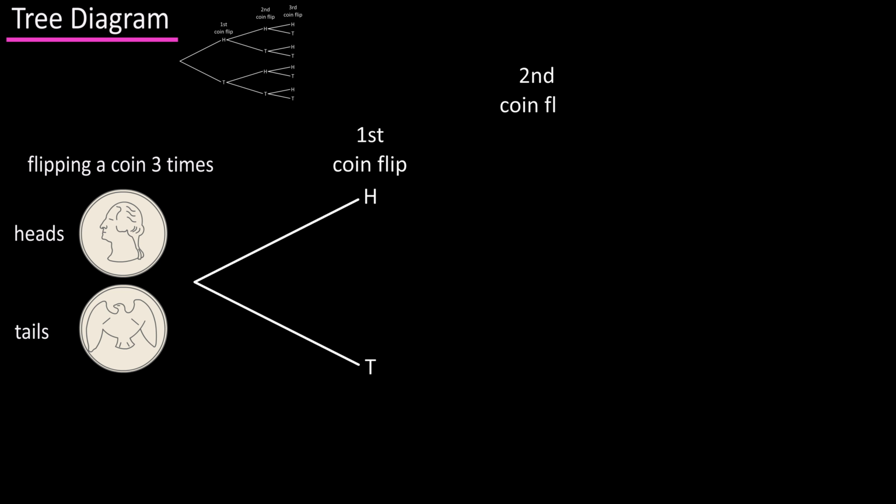Now we can address the second flip, which again can only be a head or a tail, 2 possibilities. So from both the H and the T, we can put in 2 branches to represent the possibilities. If the first flip resulted in a head, the second flip could be a head or a tail. So at the end of the branches from the first flip being a head, we again put an H or a T. And we do the same for the bottom portion of the diagram. If the first flip was a tail, second flip could be a head or a tail. So an H and a T at the end of the branches from the first flip being a tail.